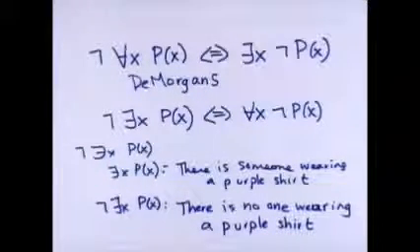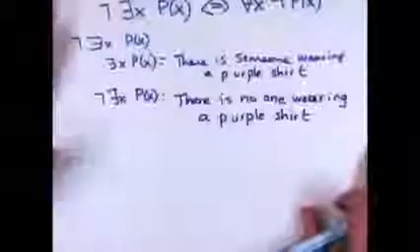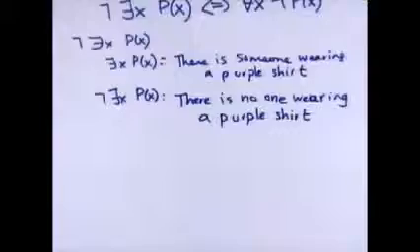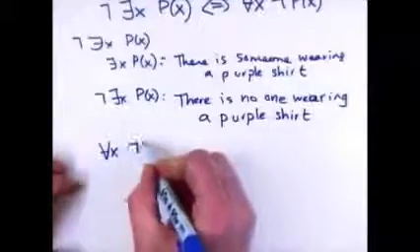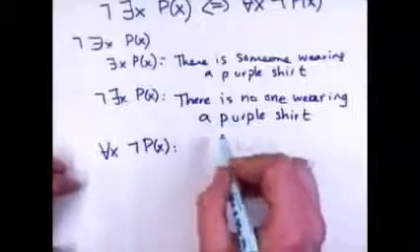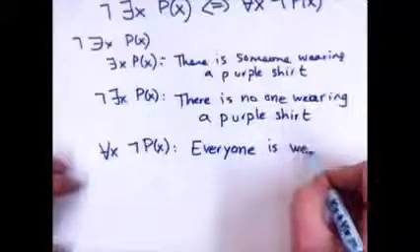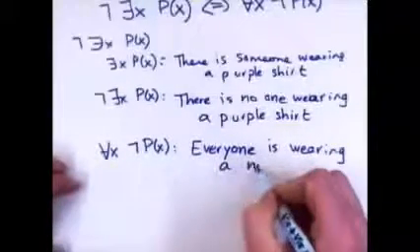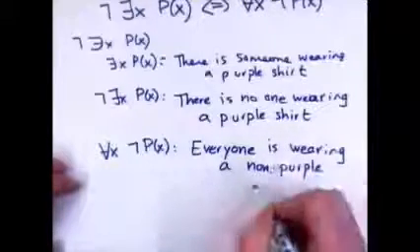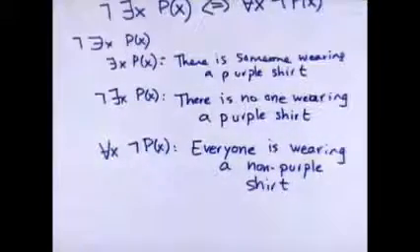And then if I wanted to change that to talk about what everyone is doing, everyone is not wearing a purple shirt, then what I know is true about everyone is that everyone has something besides purple on. So that would be for all x, P of x is false. Everyone is wearing a non-purple shirt. Everyone is not wearing... I'm sorry, I'm making up my own words. Or I would say, it's true that everyone is not wearing purple. It's a little bit confusing, right?